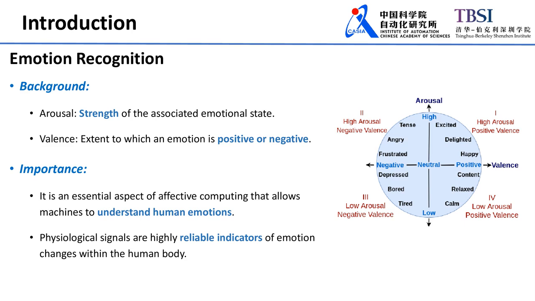In this discipline, researchers usually employ arousal and valence as indicators of human emotion. Arousal refers to the strength of the associated emotional state, and valence represents the extent to which an emotion is positive or negative. Physiological signals are highly reliable indicators of emotion changes within the human body, as they are objective and less susceptible to human subjective consciousness or deception.